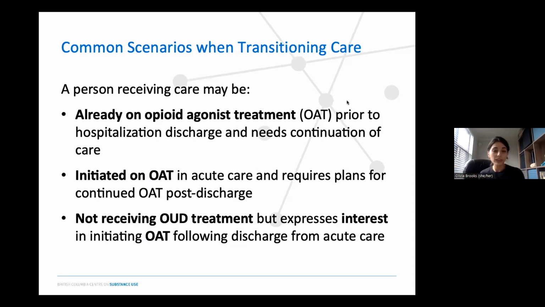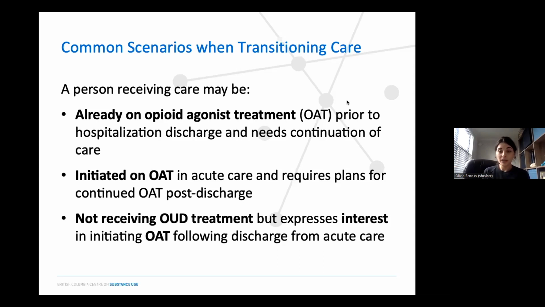So when we look at the acute care side, there are a few common scenarios that might happen when you're receiving someone into care with opioid use disorder. So the first is someone's already on opioid agonist therapy, or OAT, prior to hospitalization, and we need to continue that while they're hospitalized. So a few key tips here: making sure you cancel that community script while they're admitted to avoid accidental double dosing, and then making sure that you send that discharge script when they leave so that you have no interruptions in their care from when they transition from community into acute care and then back into community again.